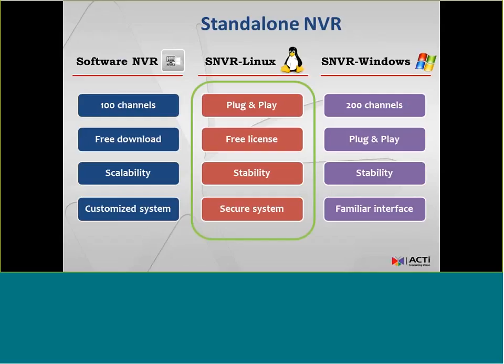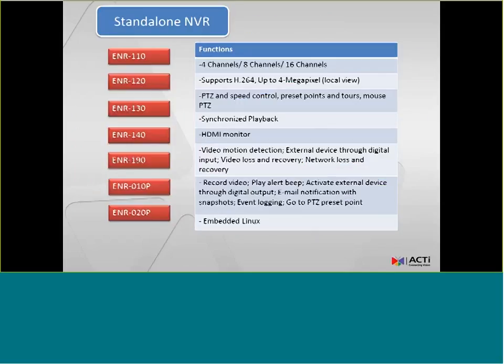For the standalone NVRs, we have 2 generations, generation 1 and generation 2, and in the coming months we will have a new, significantly different generation 3 standalone. I will talk a little bit about that before the presentation is finished, but now I will concentrate on the standalone NVR generation 2, which are the ENR 110, 120, 130, 140, 190. As well, there is an ENR 010P and ENR 020P. I will tell you what the biggest difference between these models is.